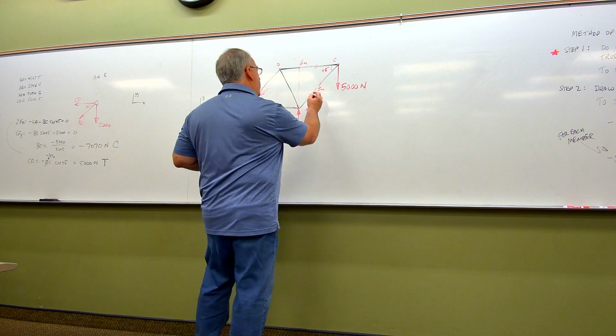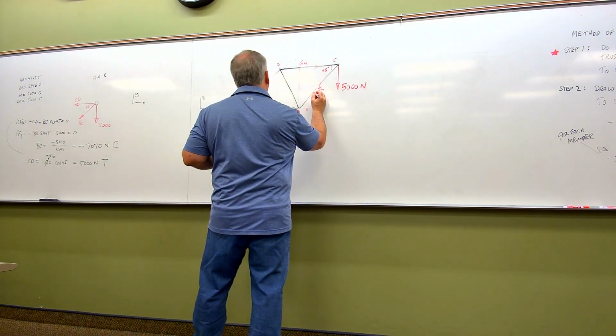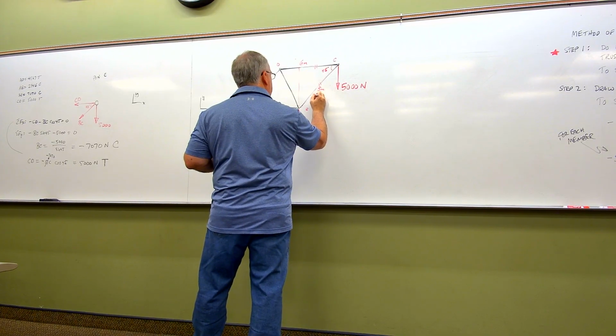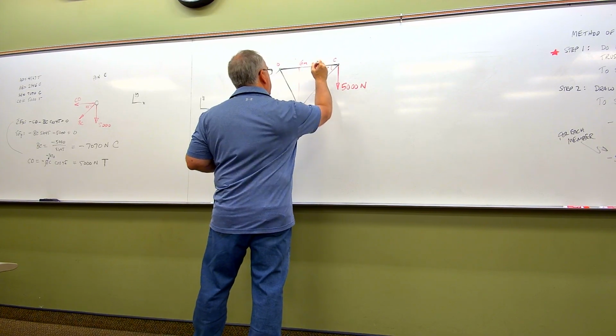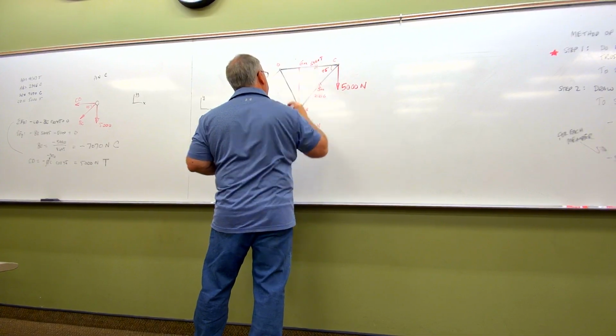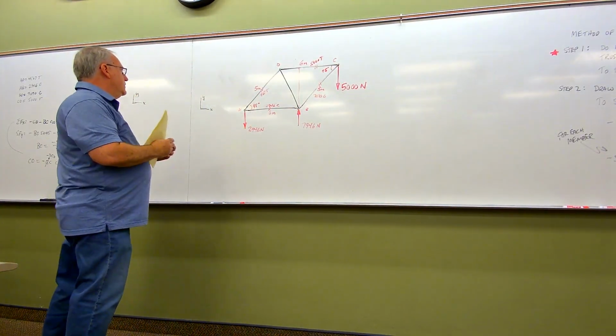I am going to write in, though, what we did here before. So we said this one was going to be 7070 in compression. We said this would be 5,000 in tension. Fine. Let's do pin B.